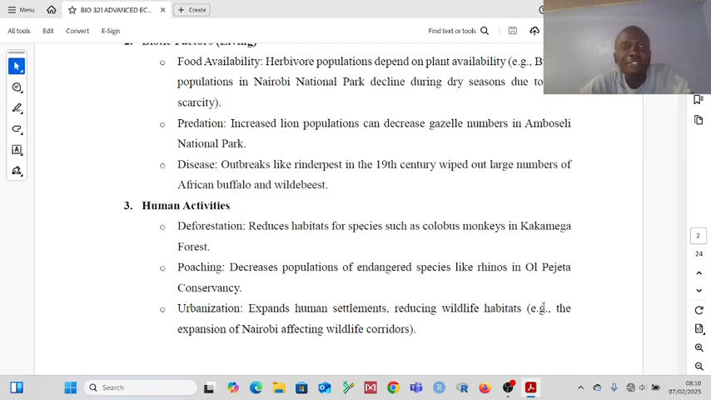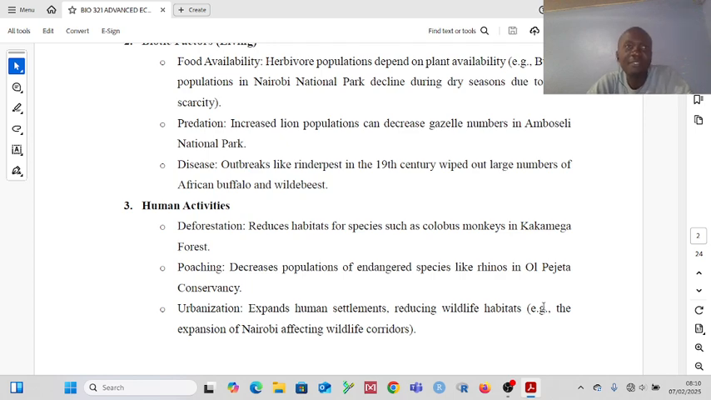Another one is urbanization. With urbanization, we are forced to convert areas into human settlement, or we build factories. So what that means is you reduce the habitat of wildlife. You are cutting down a forest to build a market.